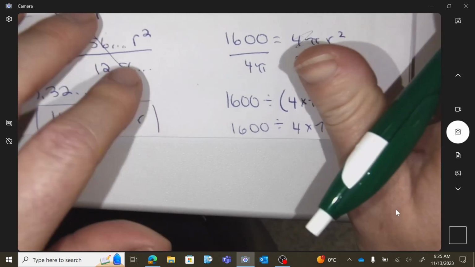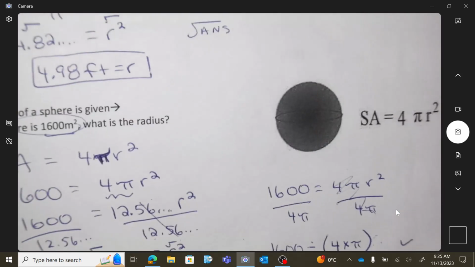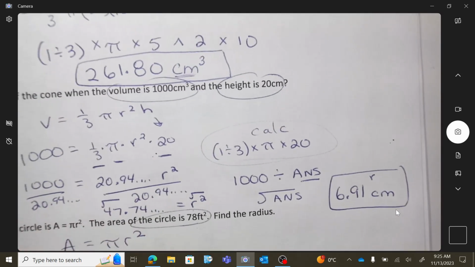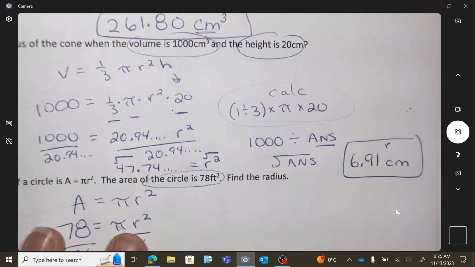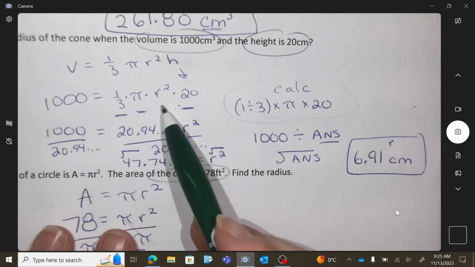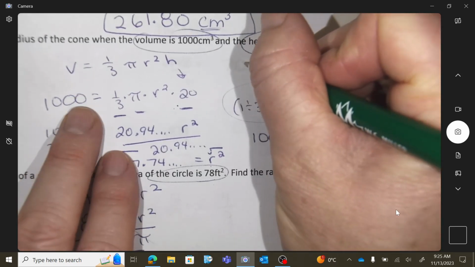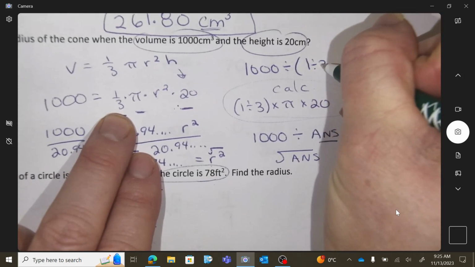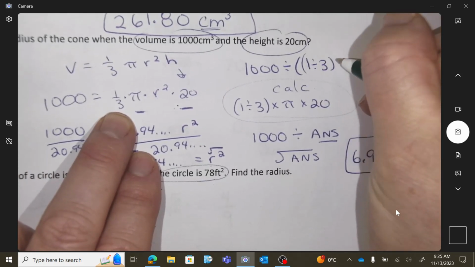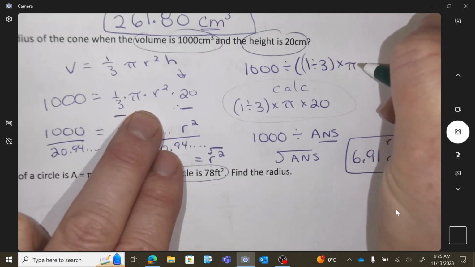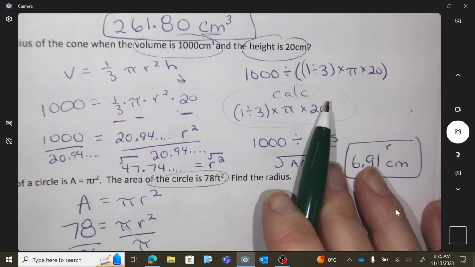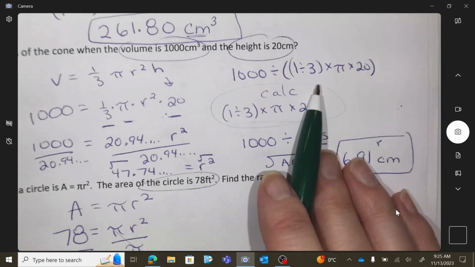Okay? So just looking back to my first example, right up here. This one, if I had gone straight into that, I would have had to do 1,000 divided by 1/3 times a pi times a 20, with lots of brackets going on. Okay?